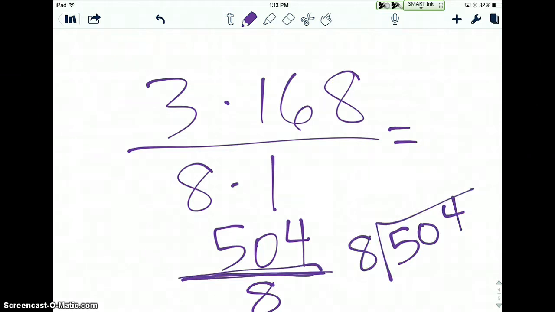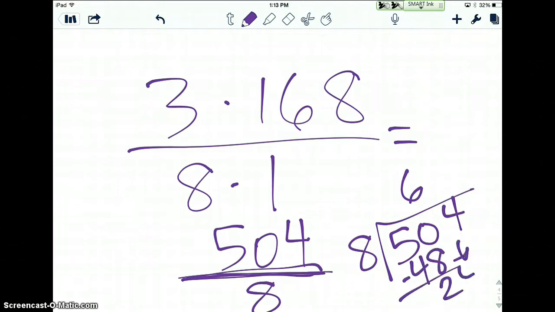So 8 goes into 50. Let's see, how many times is that? Do you know? Can you get it before I write it? Because I'm writing it right now. It's 6. And 50 minus 48 is 2. Bring down the 4. Division's so fun. And 8 goes into 24 perfectly. Oh my gosh, 3 times.